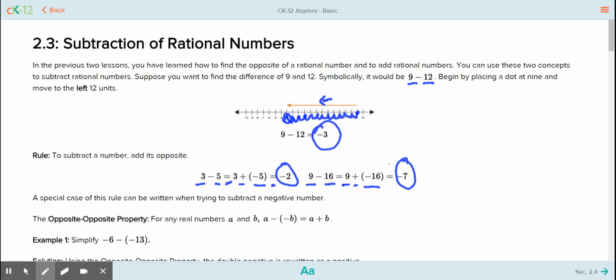A special case of this rule can be written when trying to subtract a negative number. It's referred to as the opposite property. For any real numbers A and B, A minus -B equals A plus B.